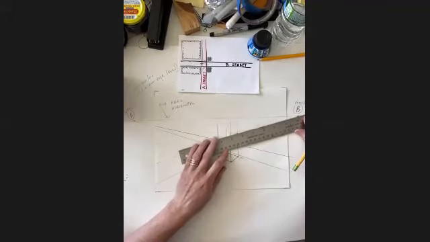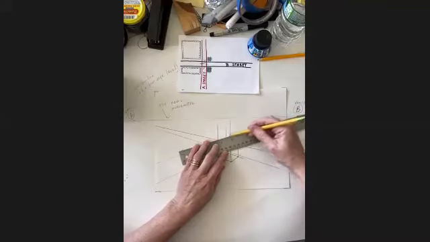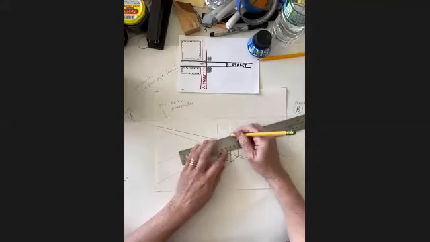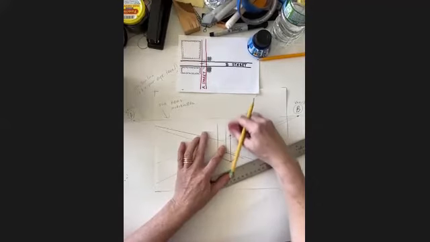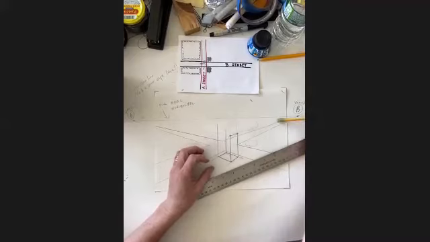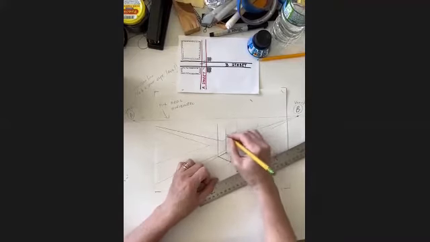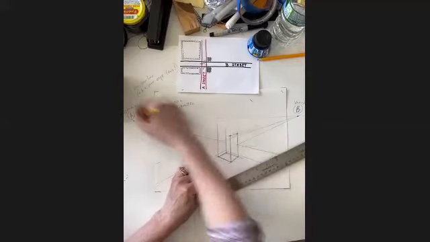Cool. So this line, if this vanishes to there, I'm extending it out. And now I just need to get it until it hits right here. So now that's the top of this one. Cool, got it. And now I want to close this side. This vanishes to there, so that one's going to vanish to there too.